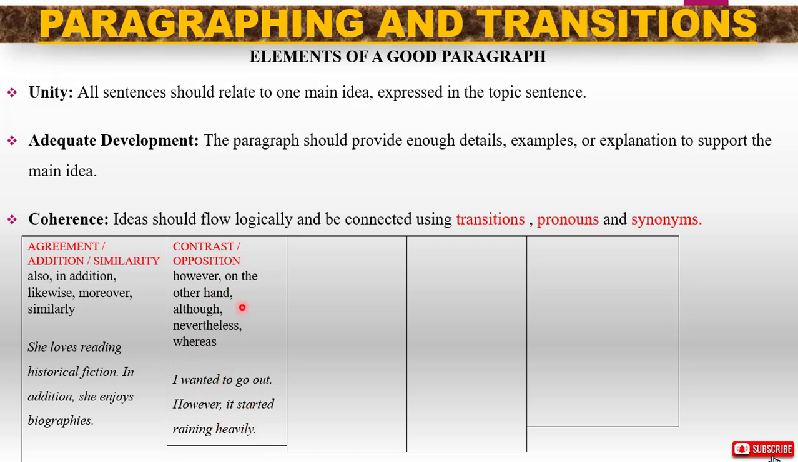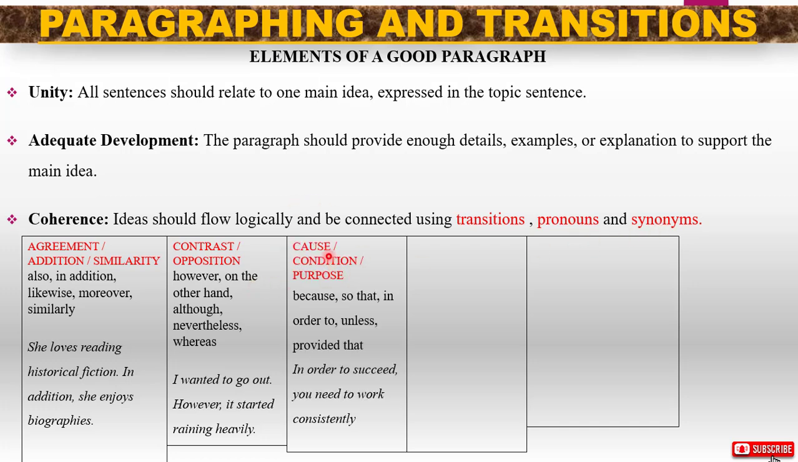So whenever you use transitions in your paragraphs, it helps your ideas to be connected or linked. This is what we call coherence, linking the ideas using transitions, pronouns, or synonyms. What other transitions do we have?